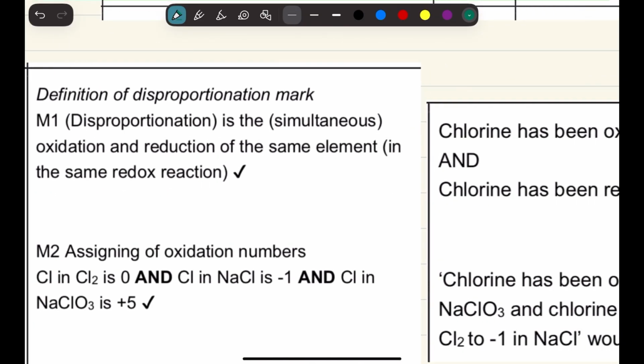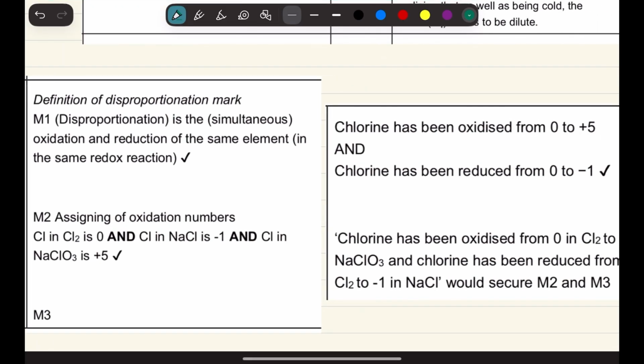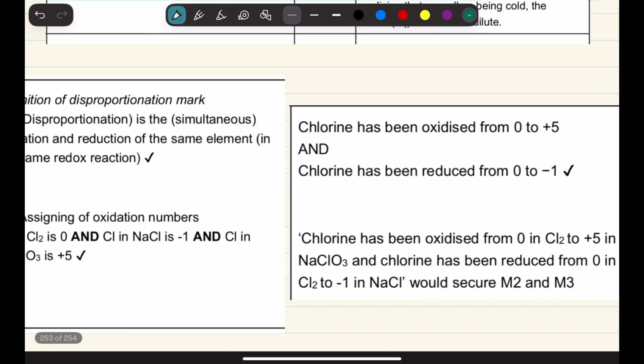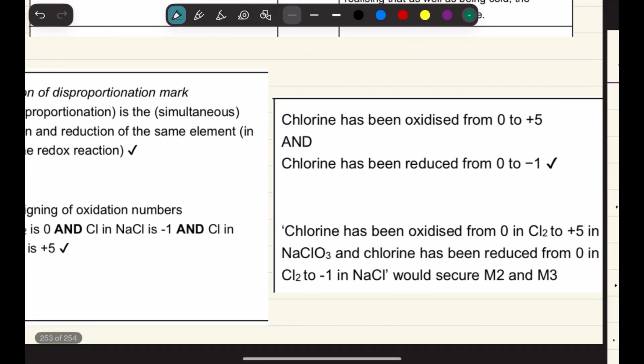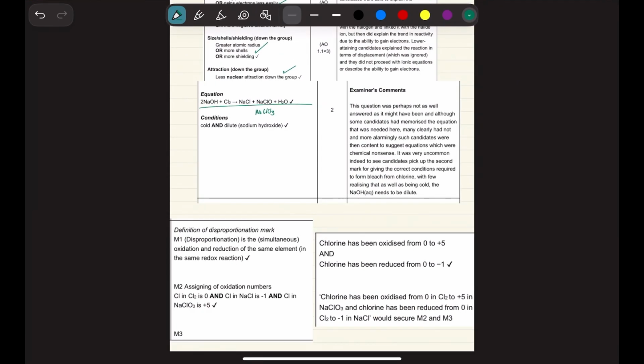Now, in this part, define disproportionation. Fine. Assign the oxidation numbers as well, I think that would have been fine. Then you just need to say what happens. If chlorine's been oxidized from 0 to +5, and it's also been reduced from 0 to -1, then that means this must be a disproportionation reaction, because one element has both been oxidized and reduced.